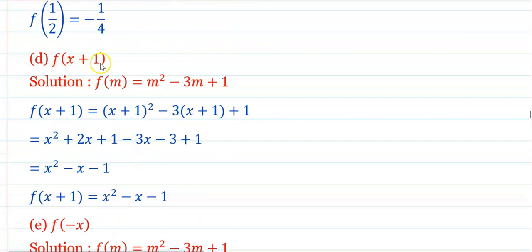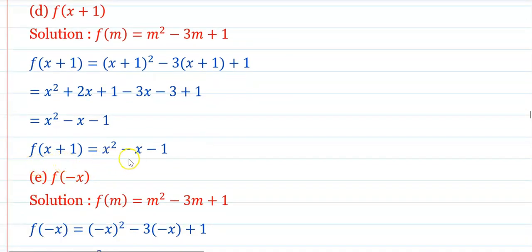f of x plus 1, again f of m is m square minus 3m plus 1. f of x plus 1 is equal to (x plus 1) square minus 3 into (x plus 1) plus 1. If you expand this, x square plus 2x plus 1 minus 3x minus 3 plus 1. If we simplify, x square plus 2x minus 3x plus 1 minus 3 plus 1, overall you will get minus 1, and hence the value of f of x plus 1 is x square minus x minus 1.